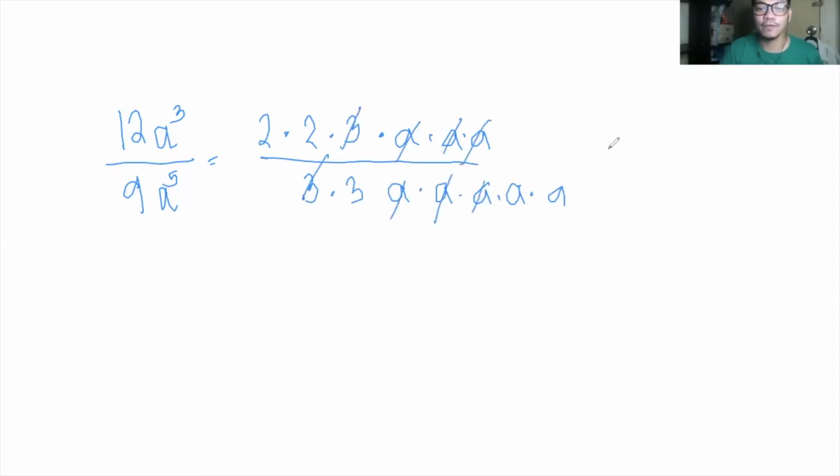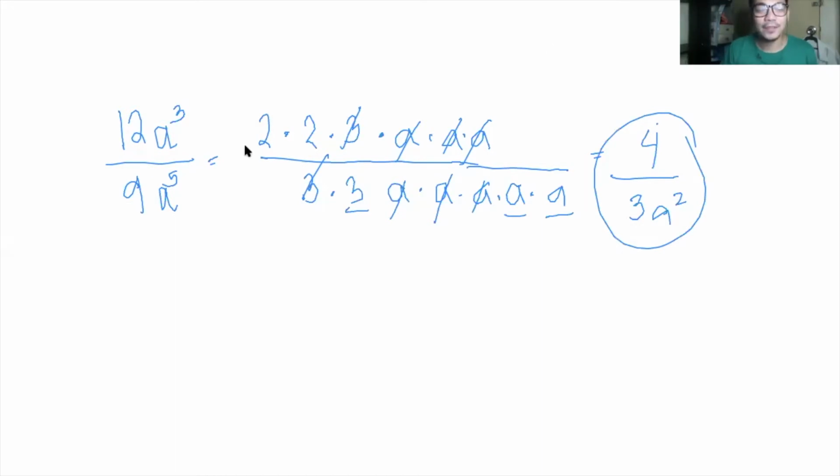So what's left now on the numerator, we have 4. We can multiply now what we have left in the numerator. That's 2 times 2, 4. And in the denominator, we have 3 and then a times a, so that is 3a squared. So this is now the simplified form.